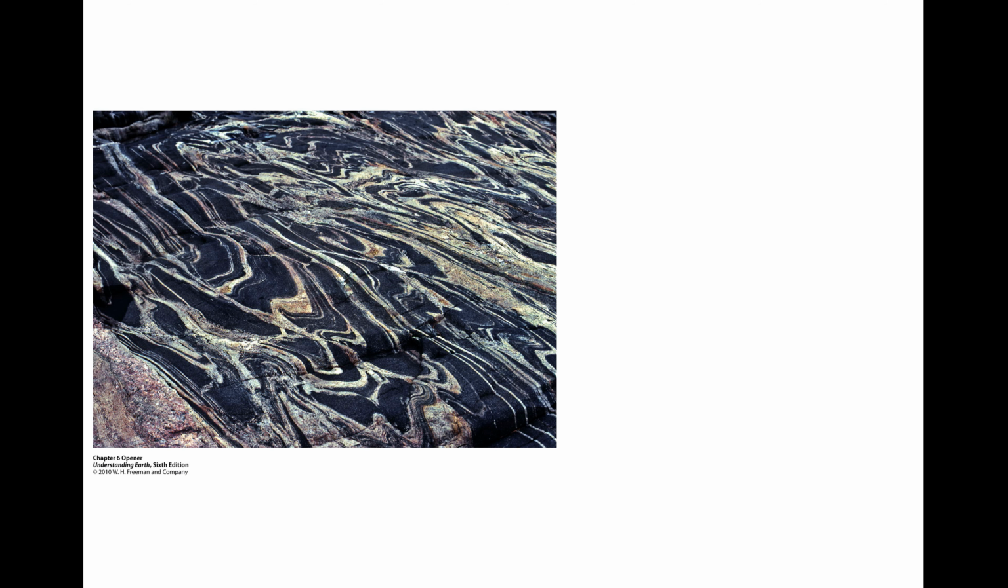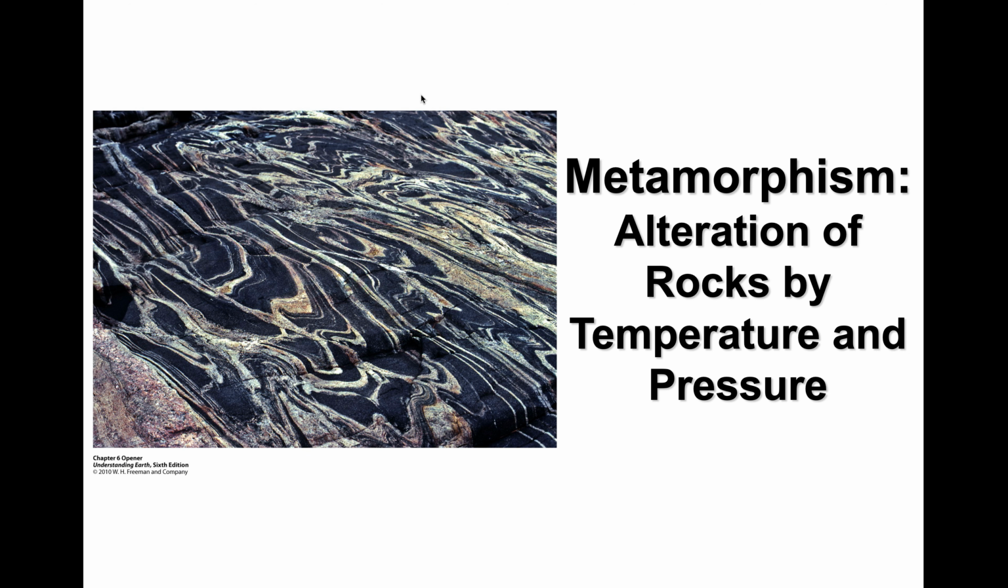So here we have a nice picture of a strongly folded gneiss. And if you have such strongly folded rocks, then we are talking about metamorphic rocks. I mean, this deformation structure was caused by tectonic movement. And therefore we can define metamorphism as a result of alteration of rocks by temperature and pressure.